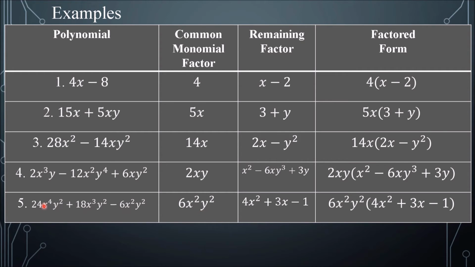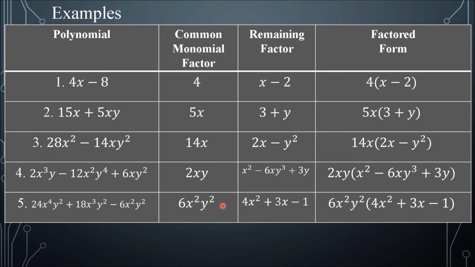6 came from 24, 18, and 6. X squared came from x raised to 4, x cubed, and x squared. So the lowest exponent is 2. Next, y squared came from y squared, and y squared. Of course, the common monomial factor is y squared.